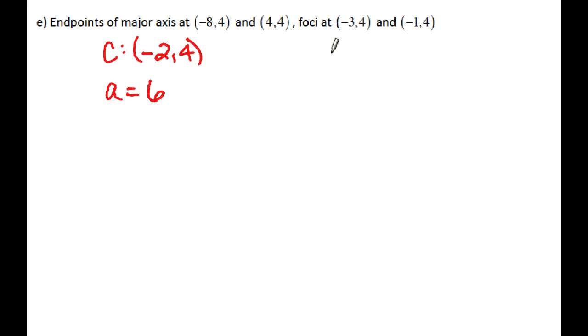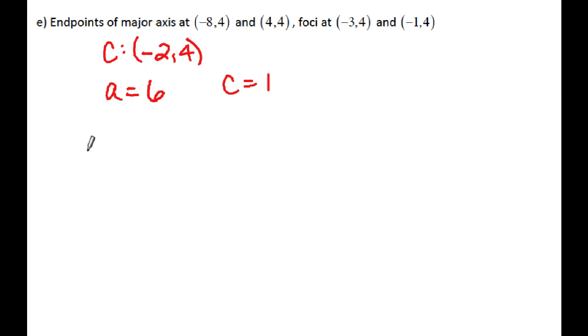Now since we're given our foci, we can figure out what C is. C is the distance from your center to one of your foci. So from (-2, 4) to (-3, 4) is 1 unit, and then (-2, 4) to (-1, 4) is also 1 unit.